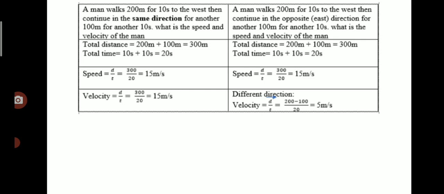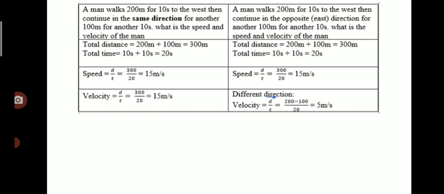So we can find here speed is equal to distance upon time. So total distance is 300 while time is 20. It means that 15 meter per second is the speed. While velocity, again you will see the same, because the distance is nothing but 300 meter. So 300 divided by 20, again we can get 15 meter per second.